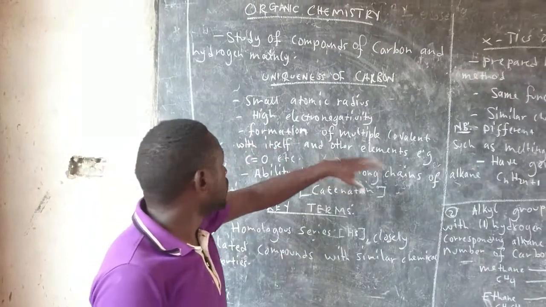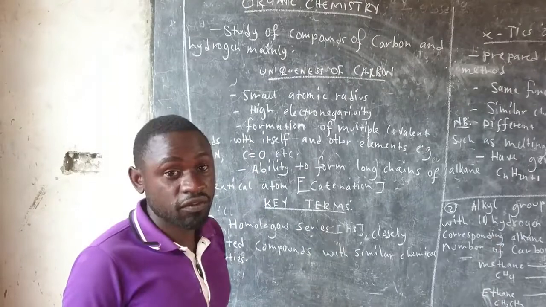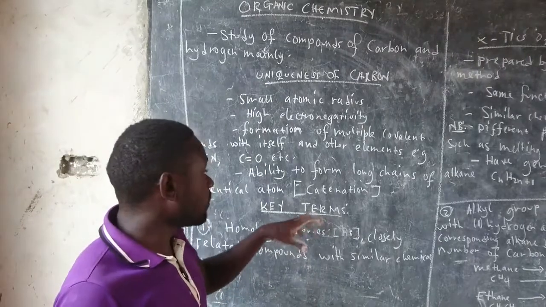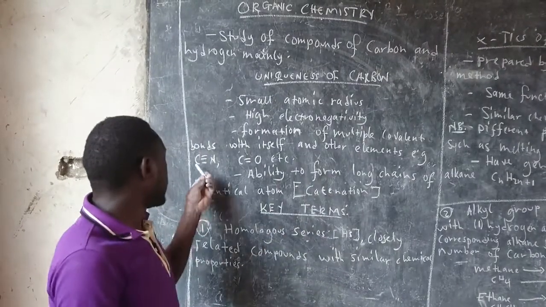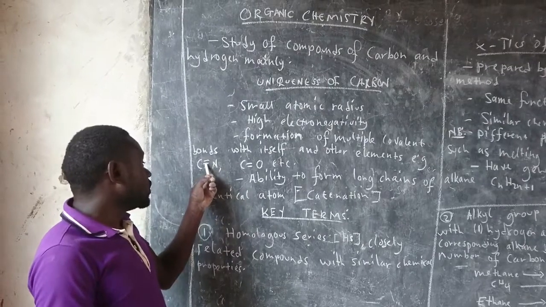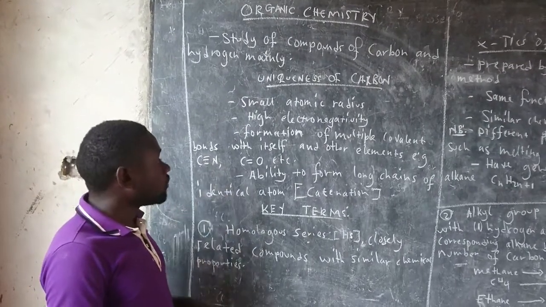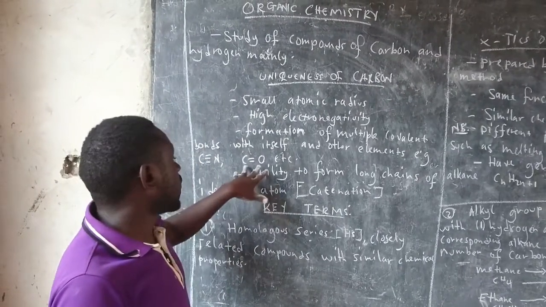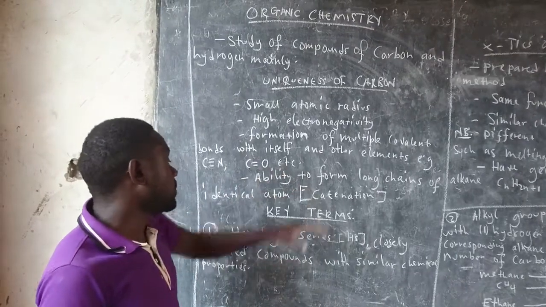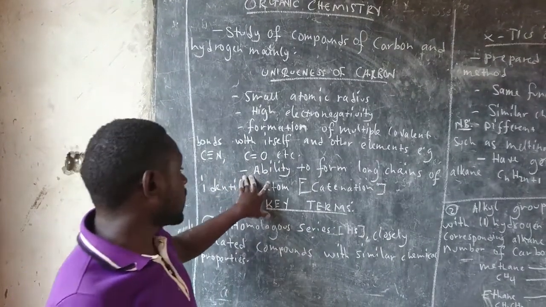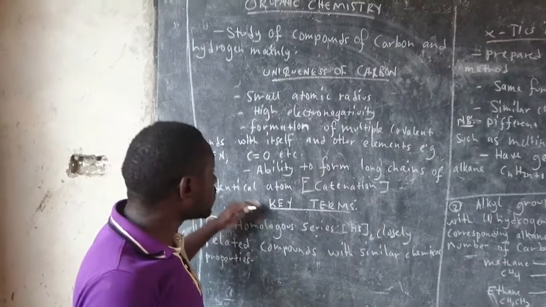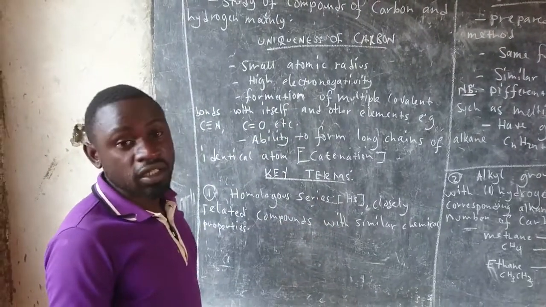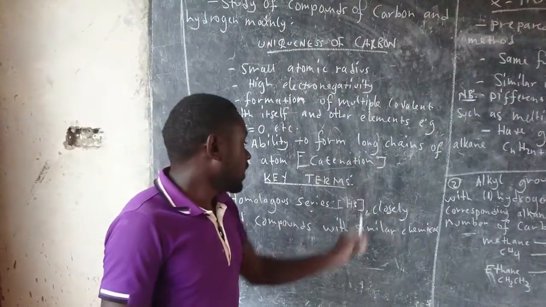Then there is also formation of multiple covalent bonds by itself, that is carbon to carbon, and it can form multiple bonds with other elements. As you look at carbon bonding with nitrogen, with triple bonds, these bonds are called covalent, and carbon does it more than the other group 4 elements. It can bond with oxygen, as you have seen here, and many others. Again, it has the ability to form long chains of identical atoms, and the ability of an atom to form long chains by itself we call catenation.